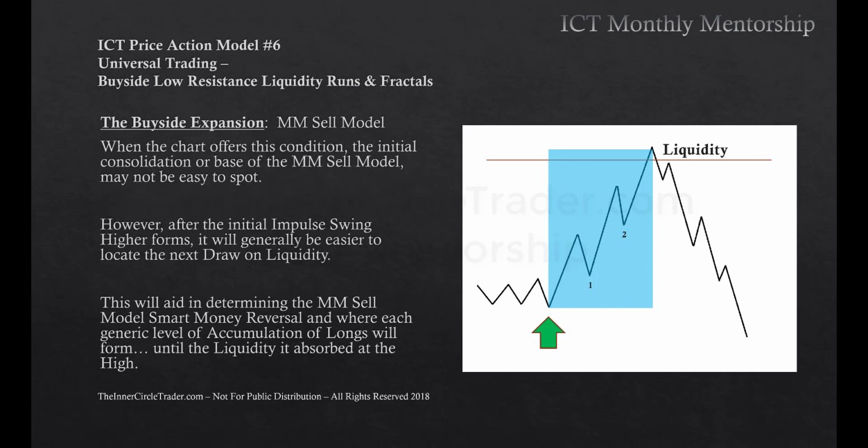Now, when the chart offers this condition, the initial consolidation or base of the market maker sell model may not be easy to spot, as I mentioned earlier. However, after the initial impulse swing higher forms, it is generally going to be easier for you to locate the next draw on liquidity. In other words, you can see it after it starts. This is generally when you see the optimal trade setting up. It's, oh, well, that's what it's trying to do.